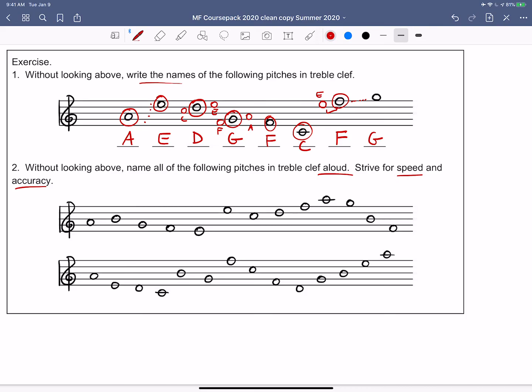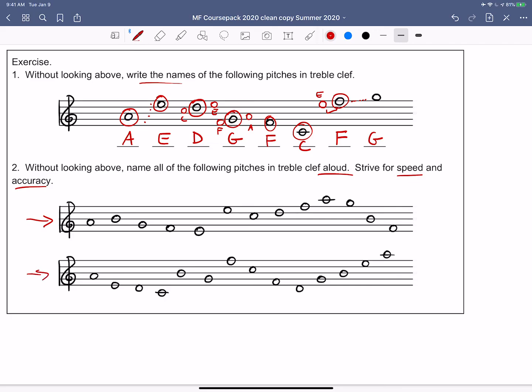And believe me, this is one of those things that's so crucial in the class. You've got to just know your treble clef notes and your bass clef notes like the back of your hand. So you want to get to the point where you can basically do it at this speed. A, B, G, F, E, E, C, D, F, A, G, B, F. For the first line, and then a similar speed for the second line.